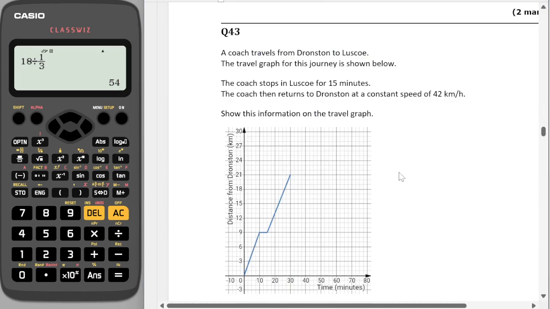Okay, question 43. So coach travels from D to L. The time graph of this journey is shown below. The coach stops at L for 15 minutes. The coach then returns to D at a constant speed of 42 kilometers per hour. Show this information on the travel graph.